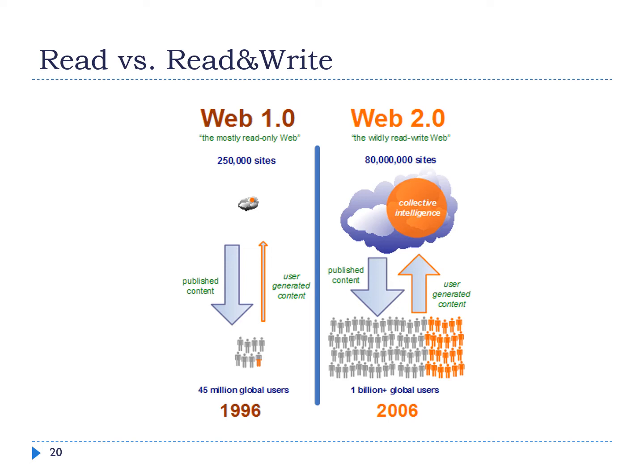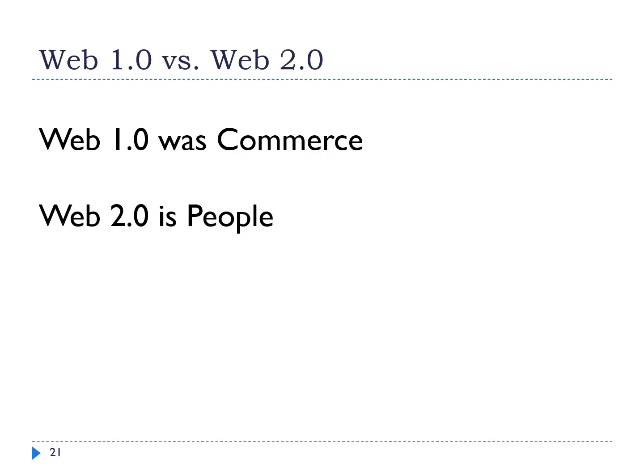Web 2.0 is the read-write web, which emerged around the 2000s. It publishes content coming to you, and you have user-generated content going to it. As a result, there is an incredible amount of user-generated content from Web 2.0. So, in other words, Web 1.0 is about commerce, and Web 2.0 is about people.